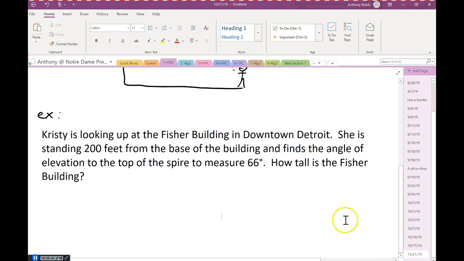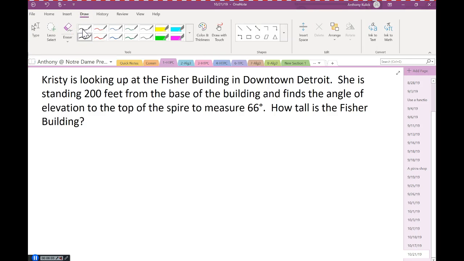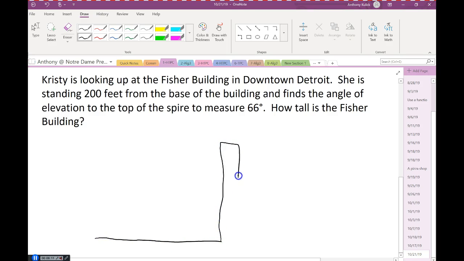So it says, Christy is looking up at the Fisher Building in downtown Detroit. She is standing 200 feet from the base of the building and finds the angle of elevation to the top of the spire to measure 66 degrees. How tall is the Fisher Building? First thing that I'd want to do in this situation is to draw a picture. Here's some ground. Here's my building.